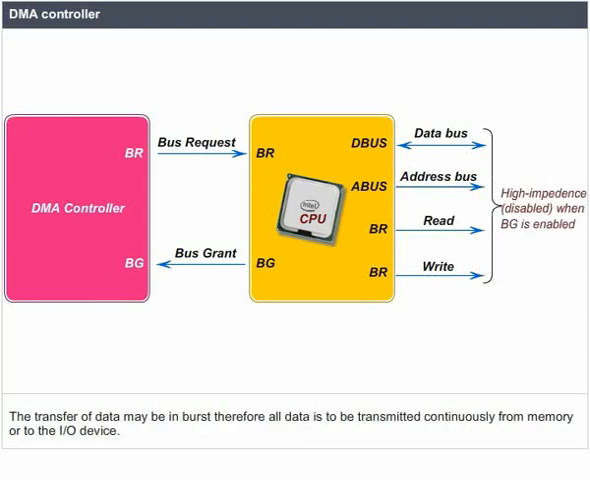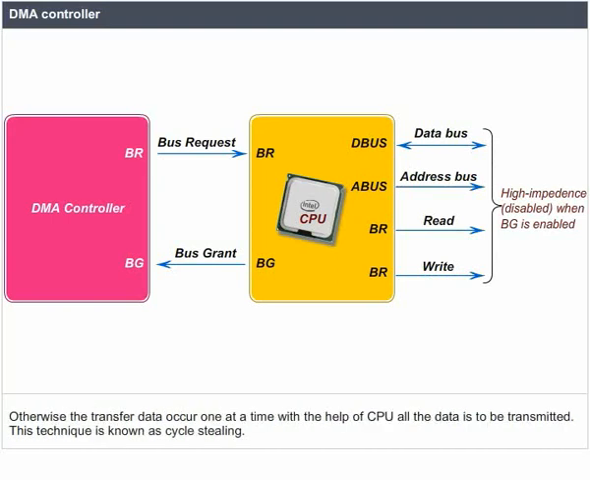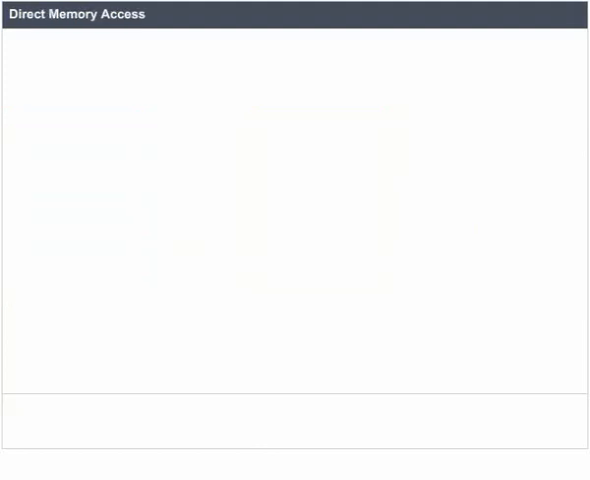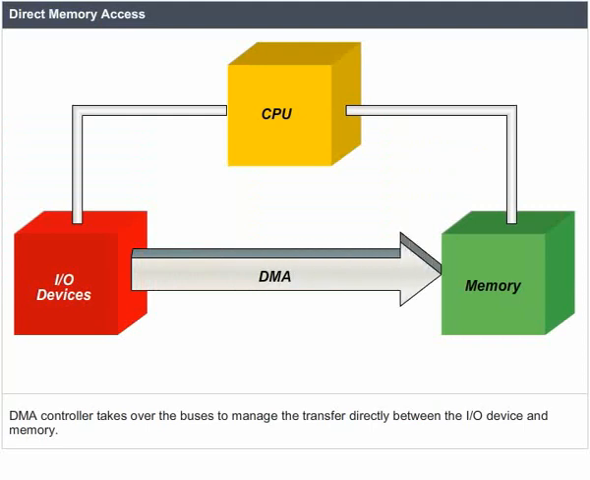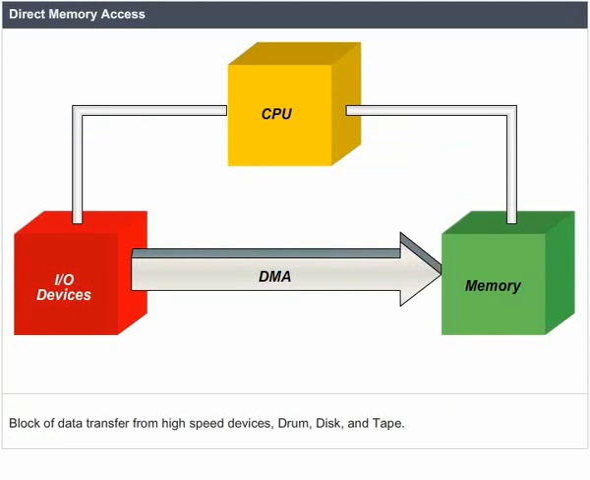When bus grant control signal is active, input-output devices use all the buses to transfer data directly from memory at the same time. Direct memory access. DMA controller takes over the buses to manage the transfer directly between the input-output device and memory. Block of data transfer from high-speed devices: drum, disk, and tape.